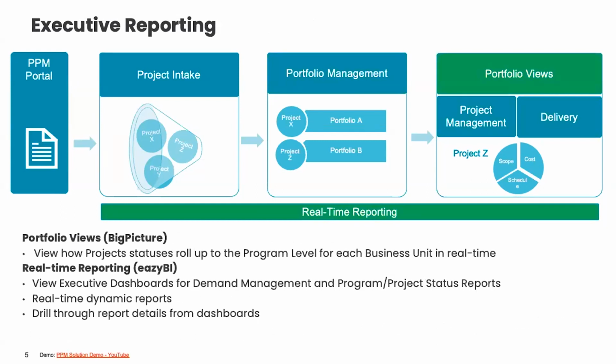Okay, so then we had executive reporting. Once you have all the projects approved, then we have portfolio. Each business unit will have a portfolio, and from the portfolio, you can see all the projects that are under that. You could roll up all the costs, roll up the statuses of each project, and then the executives will have a nice view.